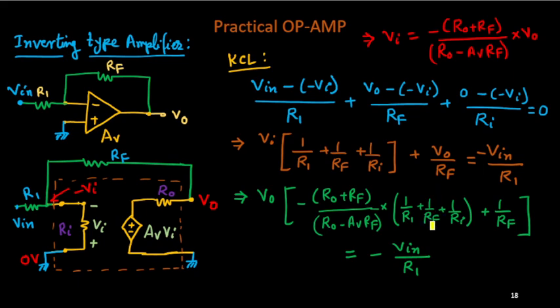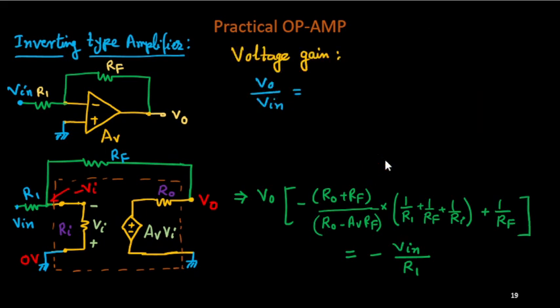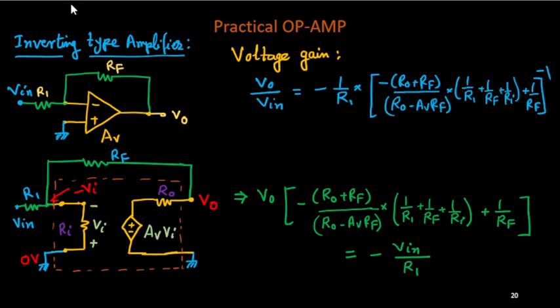1 upon R1 plus 1 upon Rf plus 1 upon Ri. And this is your 1 upon Rf, because already I have taken V naught here, and on the right side it is minus Vin upon R1. Now it's very easy. Now we can take V naught upon Vin. This is the overall gain. So to find out V naught upon Vin, you can see that this is very simple. This one is minus 1 upon R1, which I have taken outside, and this total thing I have taken inverse, meaning it will be in the denominator. So this is the overall expression for the overall voltage gain.